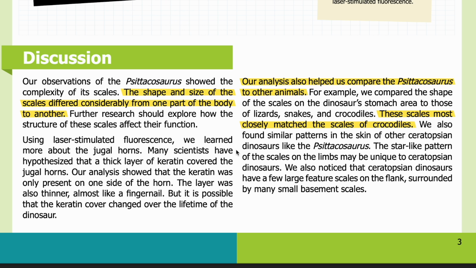Many scientists have hypothesized that a thick layer of keratin covered the jugal horns. Our analysis showed that the keratin was only present on one side of the horn. The layer was also thinner, almost like a fingernail. But it is possible that the keratin cover changed over the lifetime of the dinosaur.